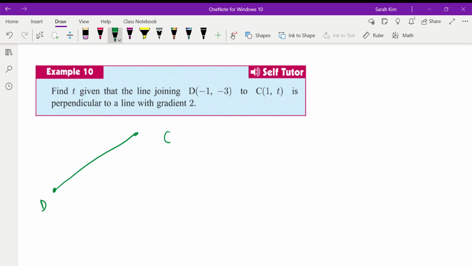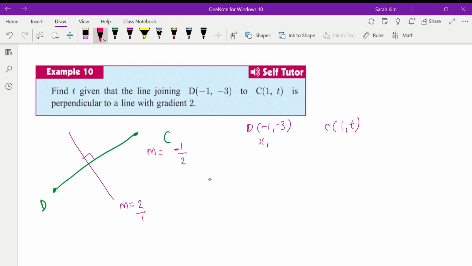If that is perpendicular to a line with gradient m equals 2, we know what the gradient of D and C will be. It's just the negative reciprocal, meaning I swap the fraction and then add a negative. So we know that D and C have the gradient of -1 over 2. So that's what I've got to do. I use this D and C, so let me copy it down, and then I use the gradient formula to figure out and rearrange to find t.